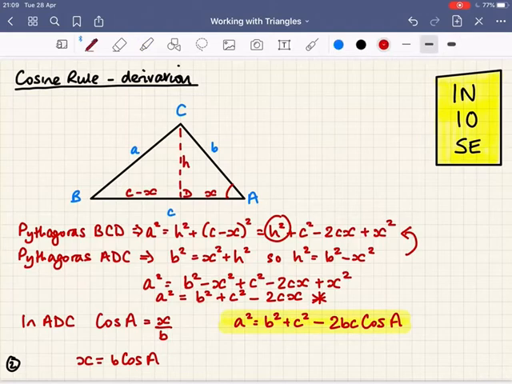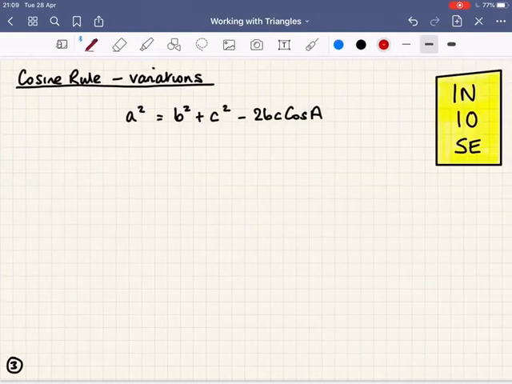Now, the cosine rule can be written in many different ways. So there's the version there, a squared equals b squared plus c squared minus 2bc cos A, which is the one that we just derived.